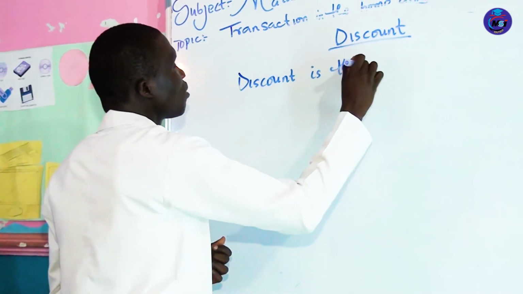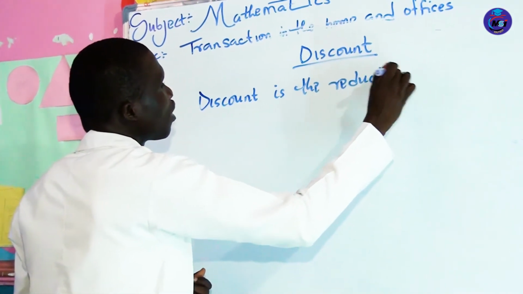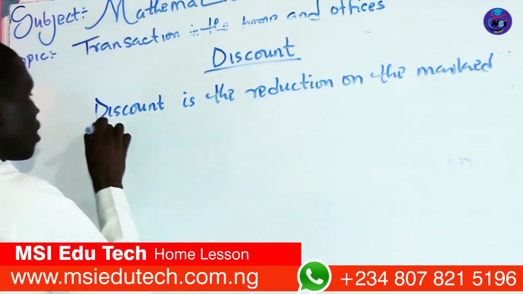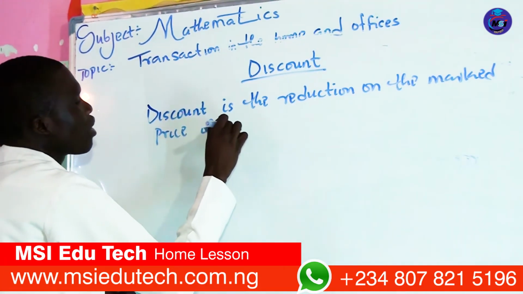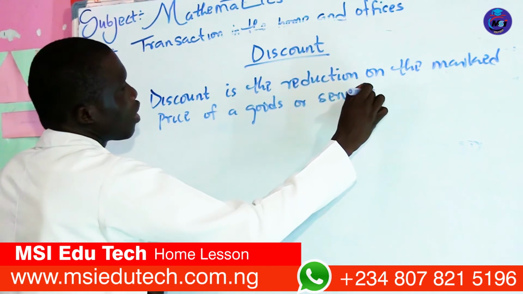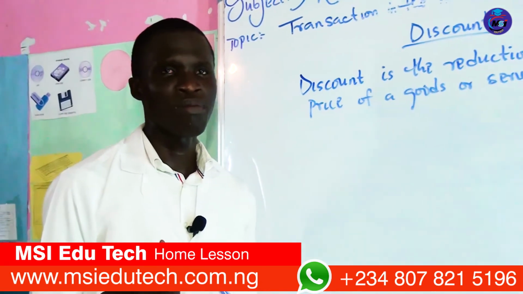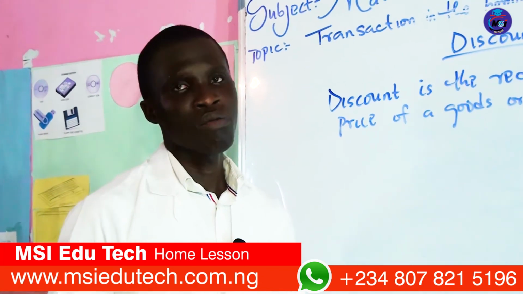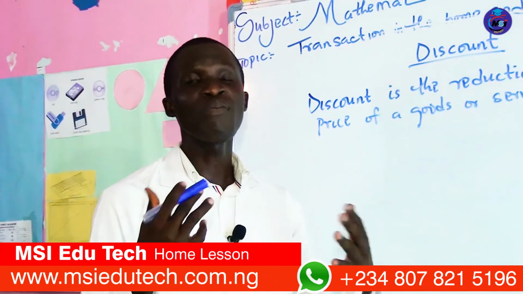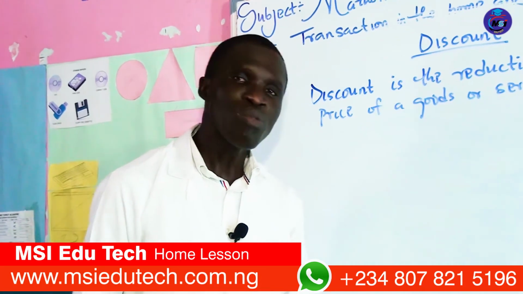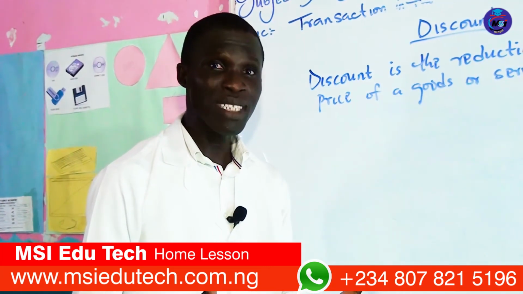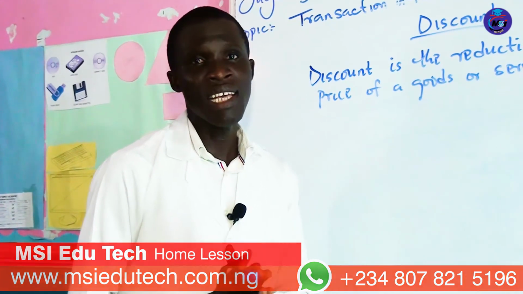So discount is the reduction on the marked price of goods or services. I want to buy a trouser, and 10% discount will be given to me. The mark price of that trouser is $500 or $200, and discount of 15% will be given to me. That means I'll be very happy. So how can we interpret that in mathematics?